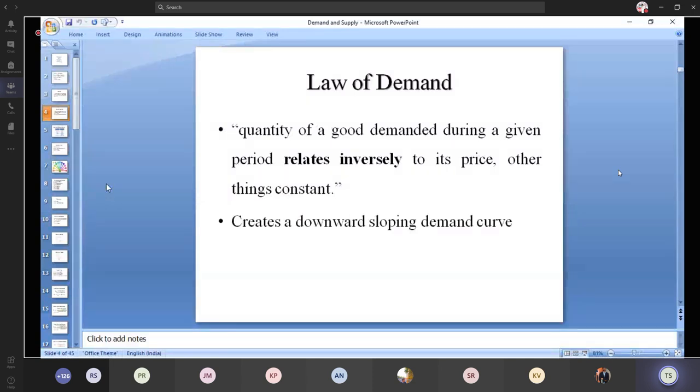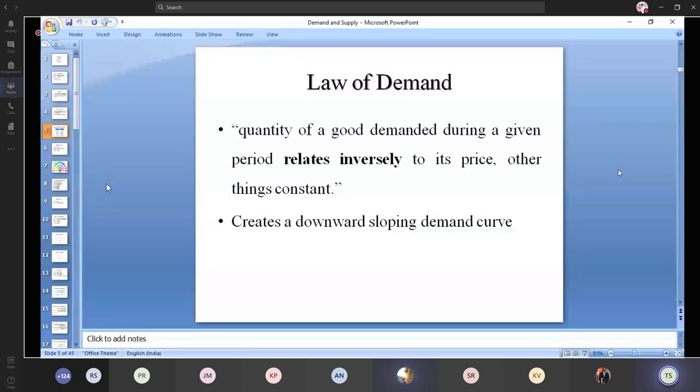So if one factor increases and the other decreases, normally this makes a curve slope downwards. So the demand curve slopes downwards from left to right. Is it clear? It's also like the indifference curve. If one factor goes up and the other comes down, it automatically gives a negative slope to the curve, so it slopes downwards. Is it clear, guys? Yes, ma'am.